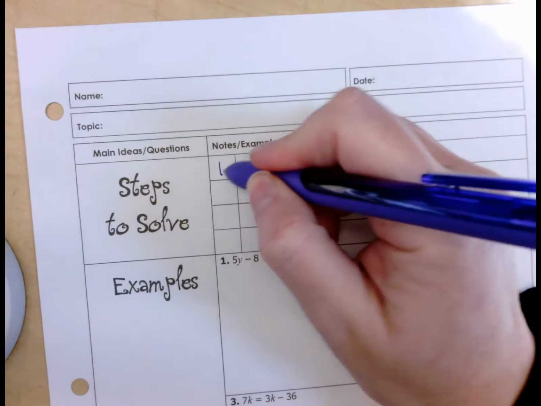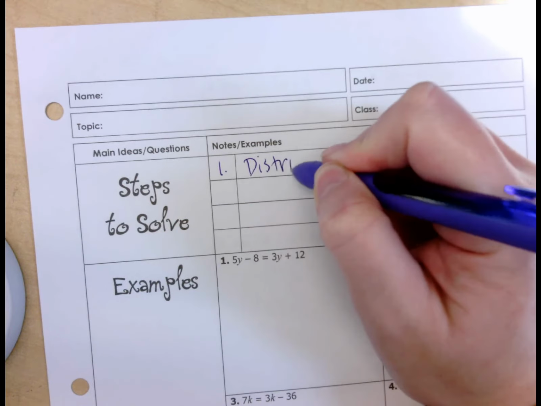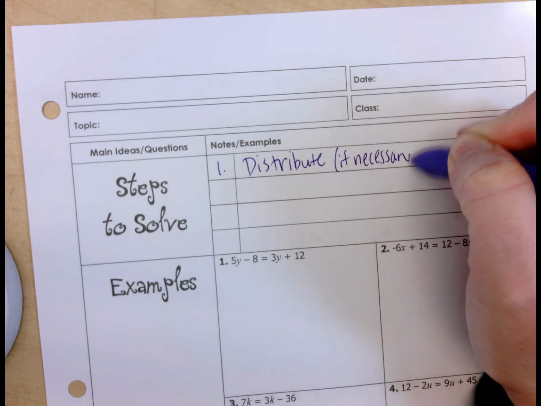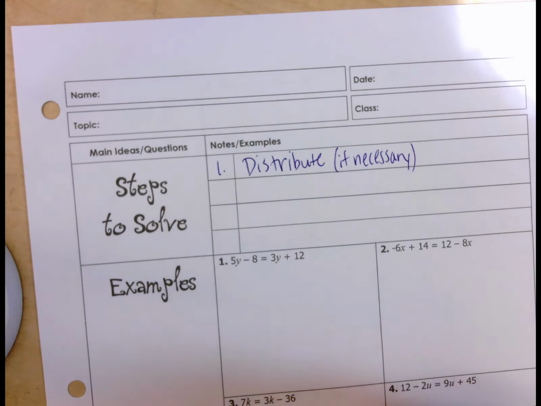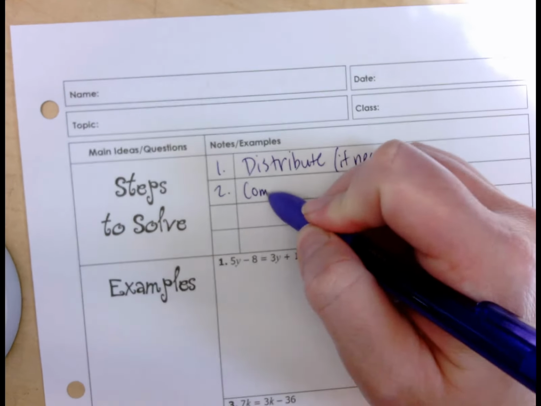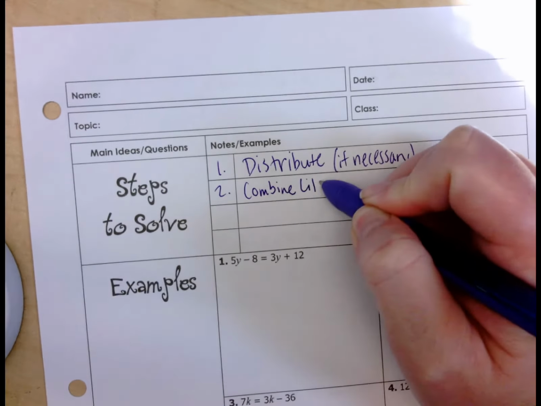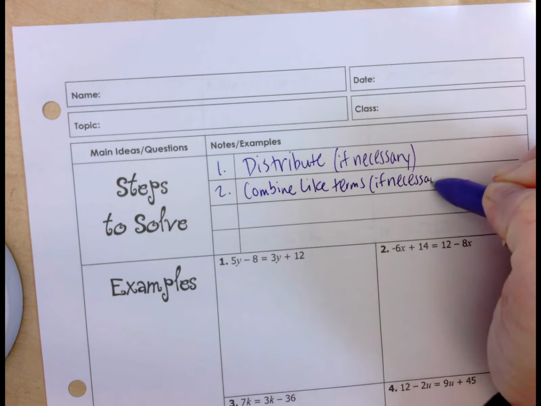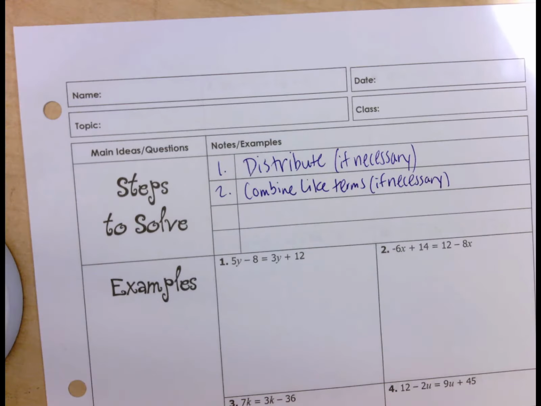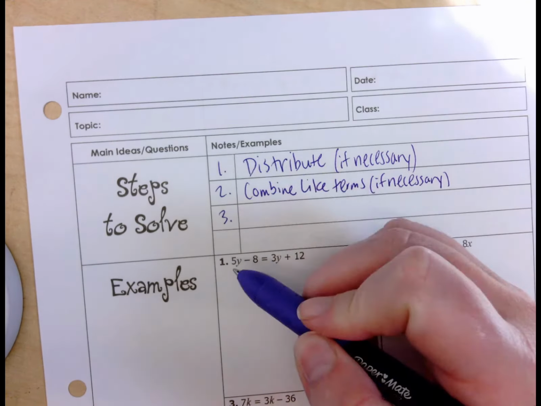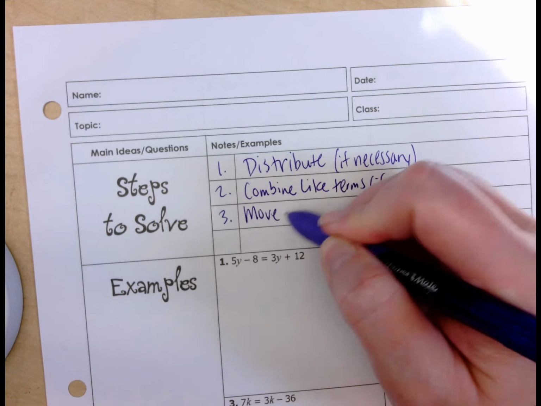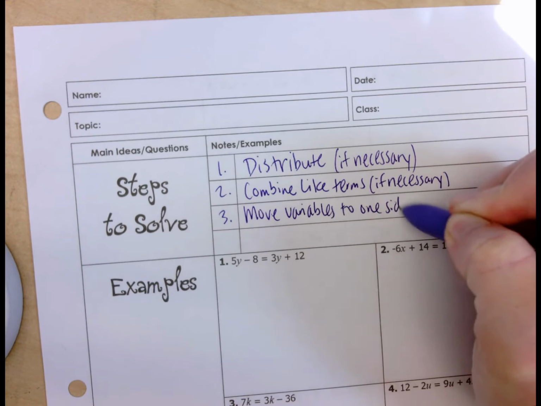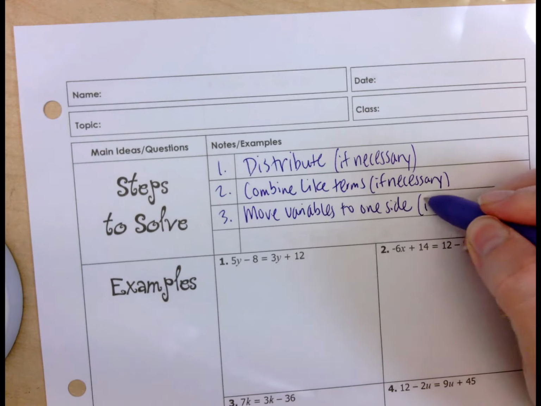Okay, so step number 1 is to distribute if necessary. So if there is anything that needs to be distributed, you're going to do that first. Second step, you are going to combine like terms if necessary. If there are any like terms that need to be combined, you're going to go ahead and combine those. And then the third step is to move variables to one side. Okay, you're going to move those if necessary.